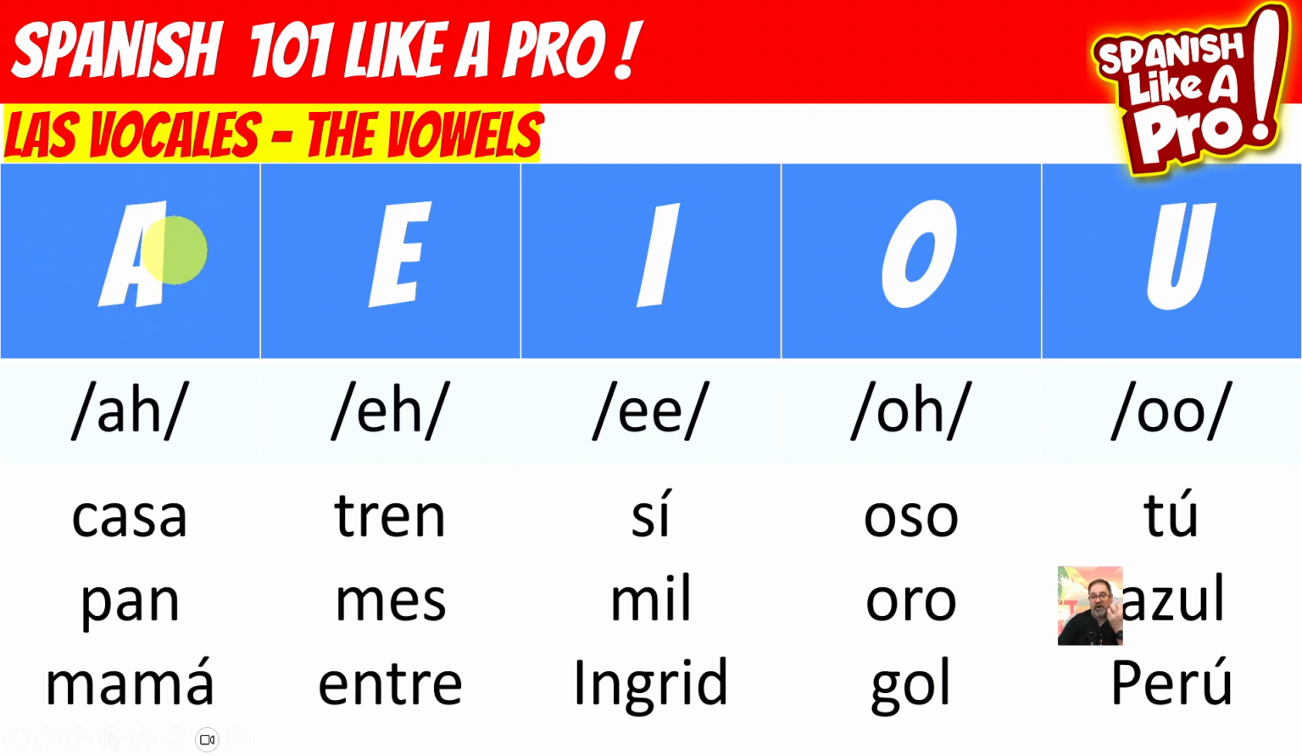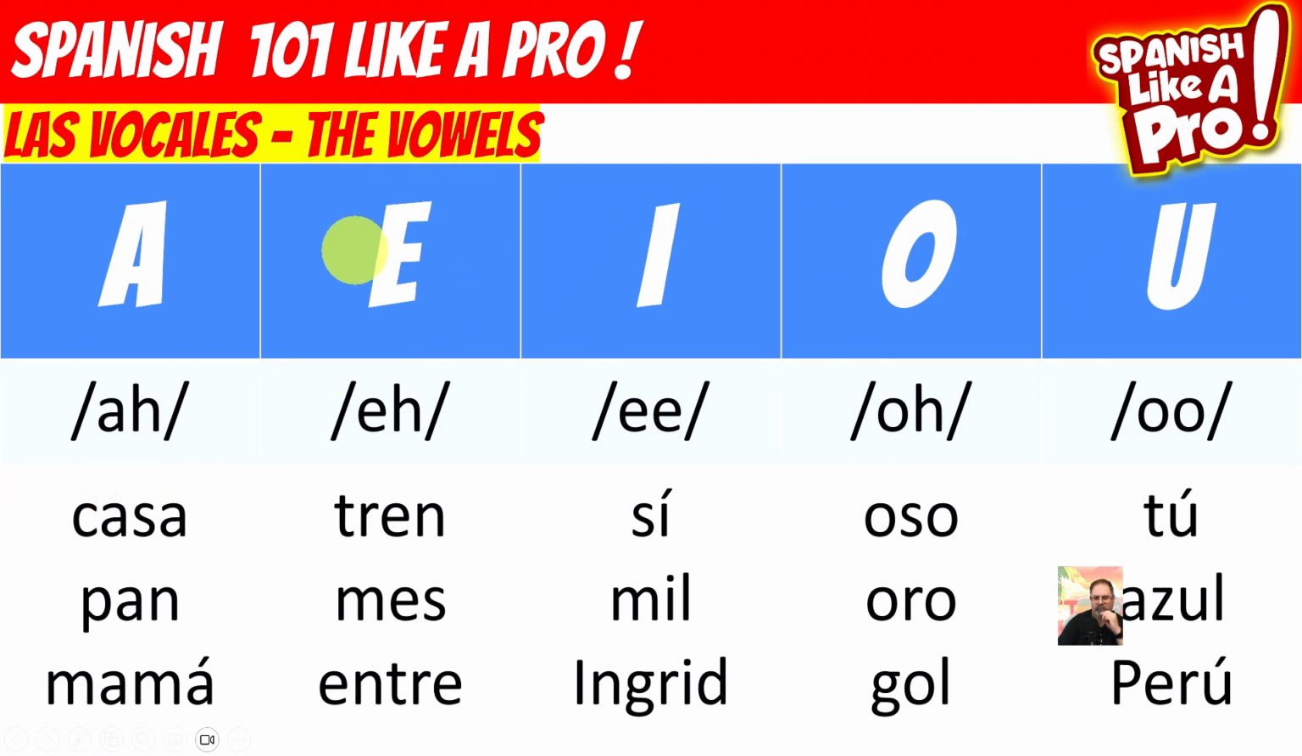And we see that, for example, what's A in English, in Spanish, sounds like "ah." Anytime I see this letter, it's "ah." So I say casa, pan, mamá. It doesn't matter if the letter appears at the beginning of a word, in the middle, in the end. It's always like that.